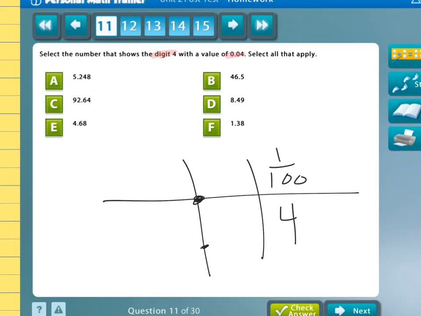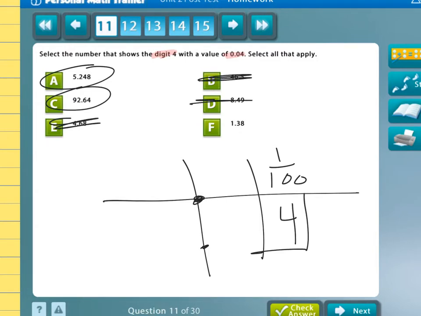Select the number that shows the digit 4 with a value of 400ths. So we're looking for any number that has a 4 in the hundredths place. So this one does, this one does, this does not, this one does not. The 4 is in the tens place, the 4 is in the tenths place, and there's no 4 in this one at all. So both those numbers have a 4 in the hundredths place. So those would be the answers.